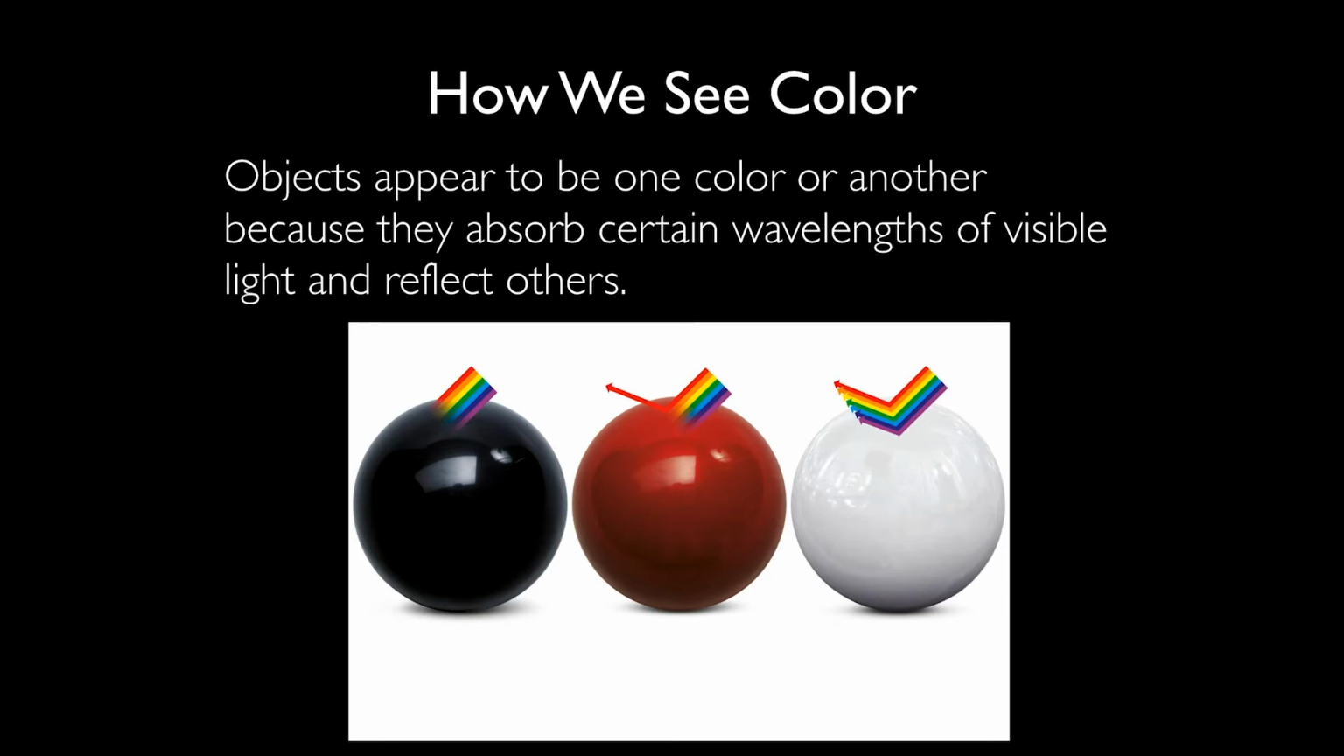So if you look at this graphic here, we have a black billiard ball on the left. When white light comes down, it sucks in all the white light, reflects nothing back to you, you see black. The red billiard ball in the center, it sucks in everything but the red wavelengths, bounces those red wavelengths back to you, you see red, and so on and so forth.